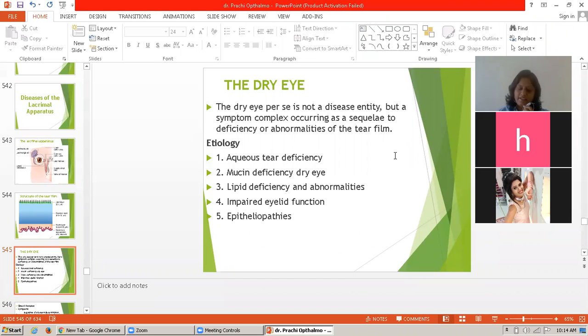A dry eye syndrome is said to exist when the quantity or the quality of the precorneal tear film is insufficient to ensure the well-being of the ocular epithelial surface. So, etiology: first is aqueous tear deficiency, second is mucin deficiency dry eye, third is lipid deficiency and abnormalities, impaired eyelid function and epitheliopathies. So these are the causes of dry eye syndrome.